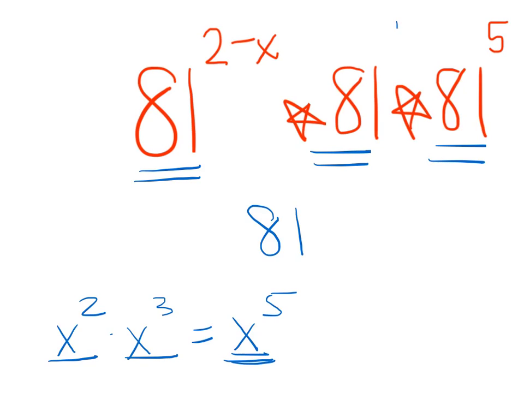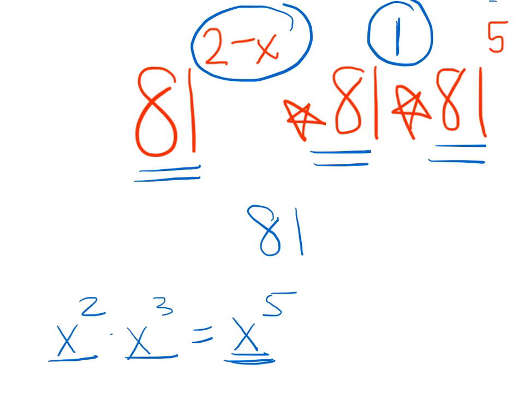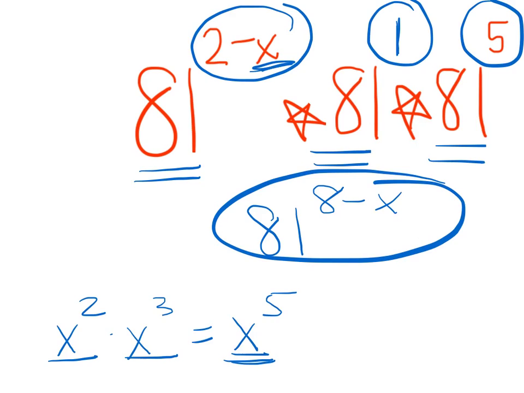Before I start, I'm going to put this 1 in my exponent again here because it's understood, and then I'm going to add everything in here. So I'm going to add my 2, my 1, and my 5, so that is 8. And then I have this minus x here. So this is my final answer.